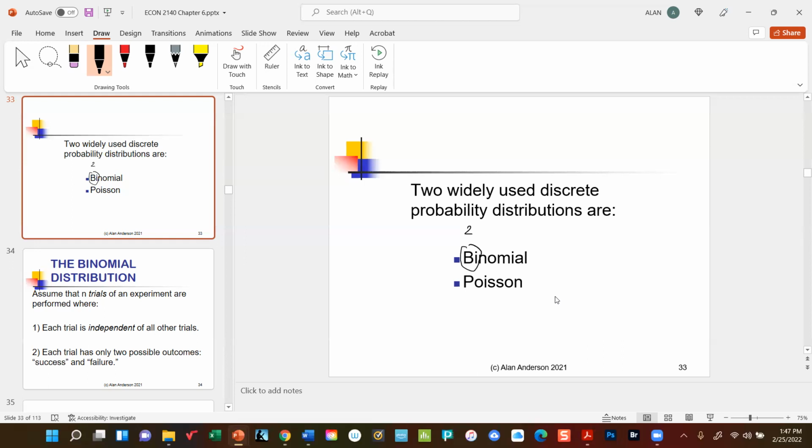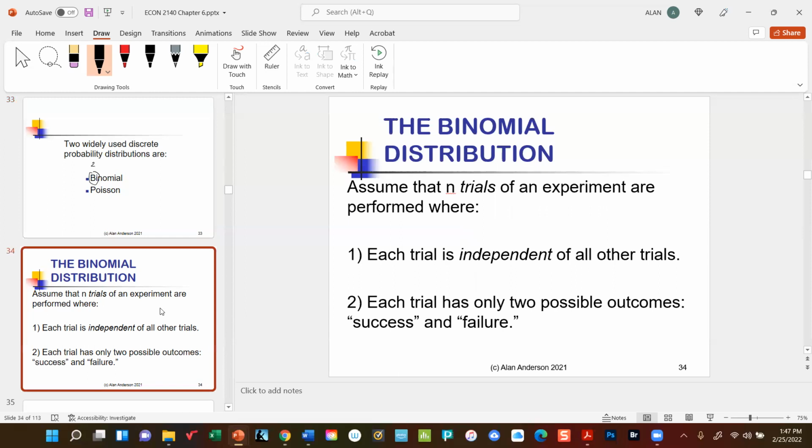So, it's not the case that anything goes. What do I mean by that? Well, imagine the following situation. Suppose that in our experiment, we have n trials, like rolling a die, flipping a coin, whatever. But here, it must be the case that, first of all, each trial is independent of the others. Otherwise, this is not the binomial distribution.